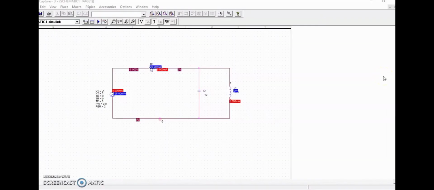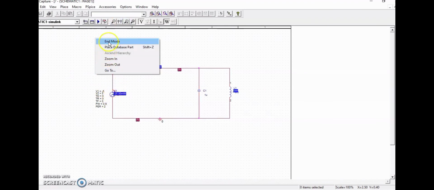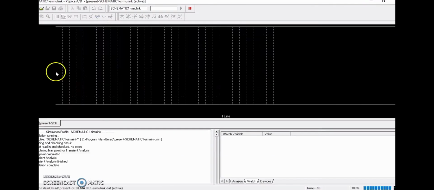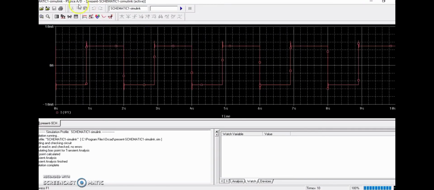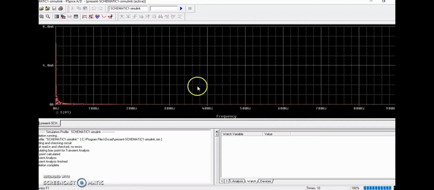Okay, I will show you how I get the input, the current for each component. First, we put at voltage, and we see the output. And the FFT is here.